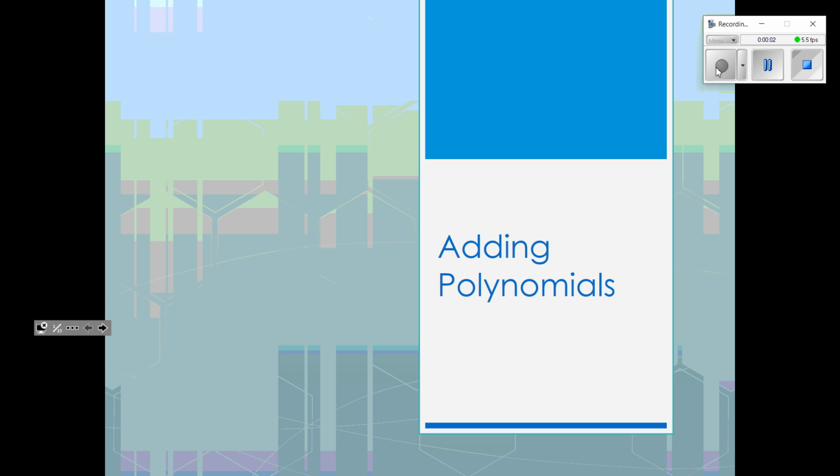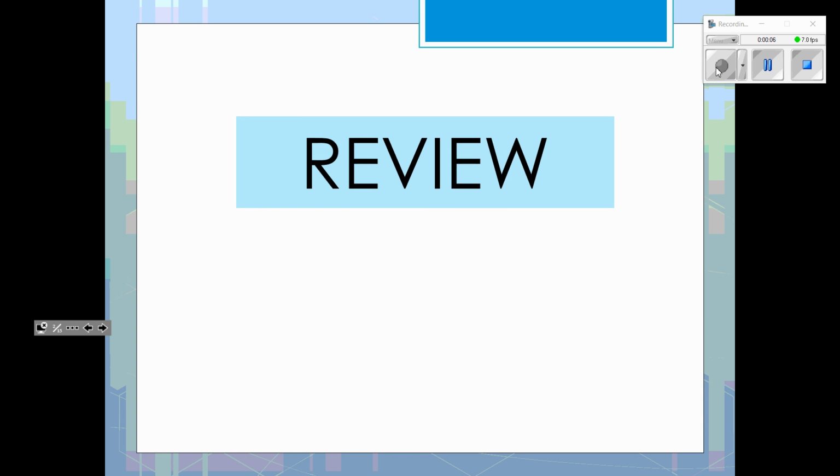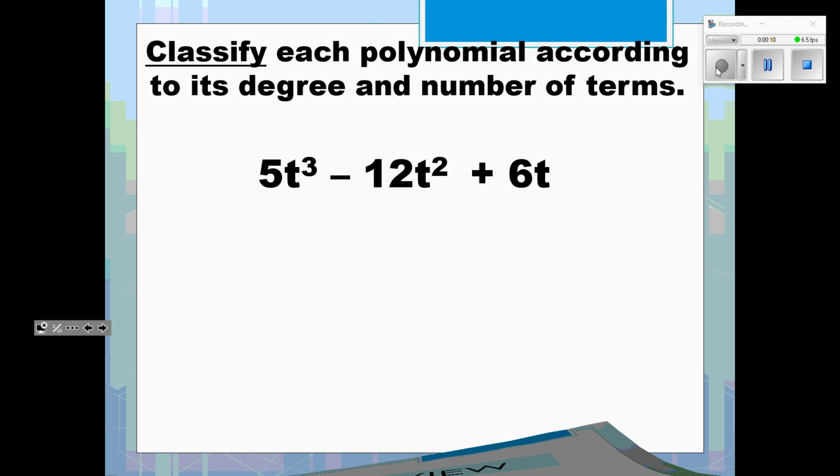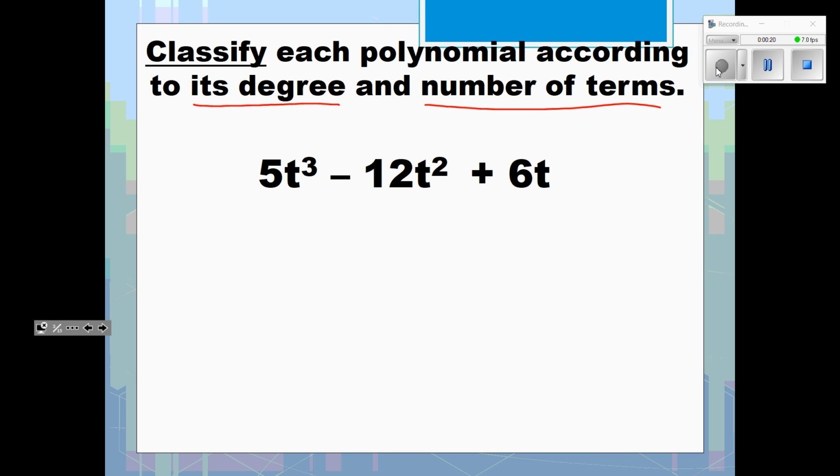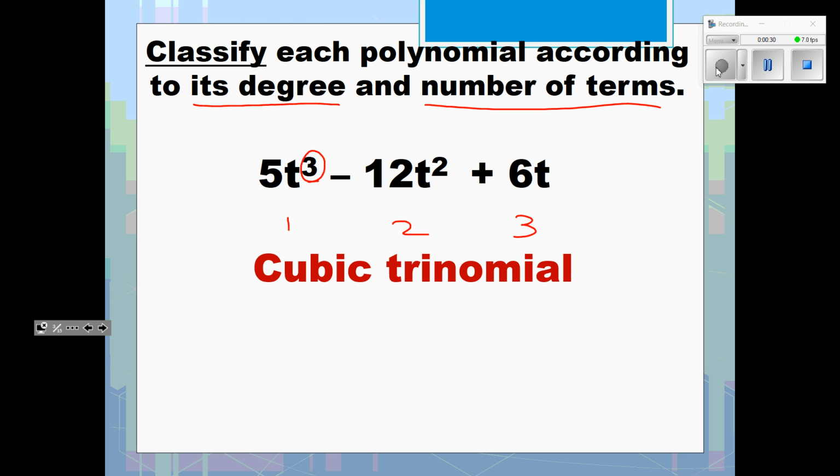In this lesson, we're going to be looking at adding polynomials. In our last lesson, we were classifying polynomials, so we're going to review that just a little bit. To classify or to name a polynomial, you name it with two names, one based on its degree and one based on the number of terms. You look at the term with the highest degree, which is 3, so that would make this cubic. There are 3 terms, so that's a trinomial, so that's a cubic trinomial.